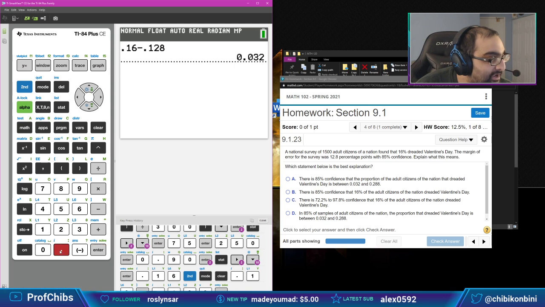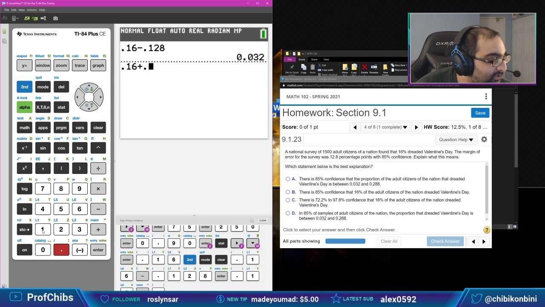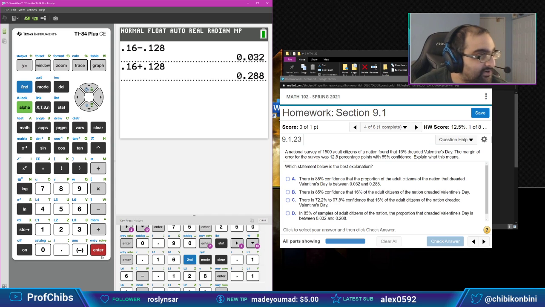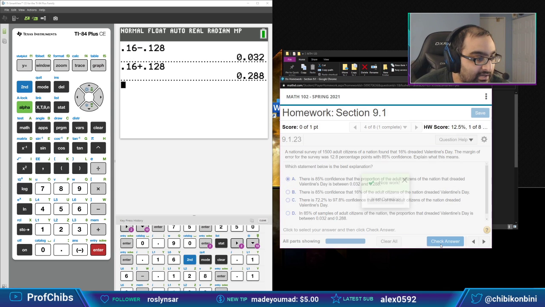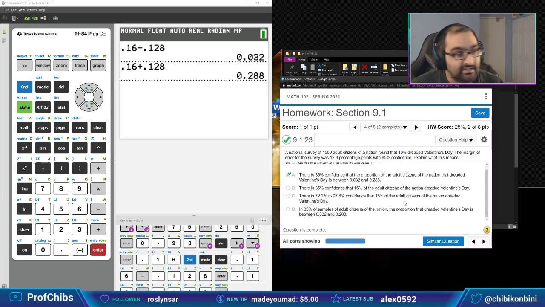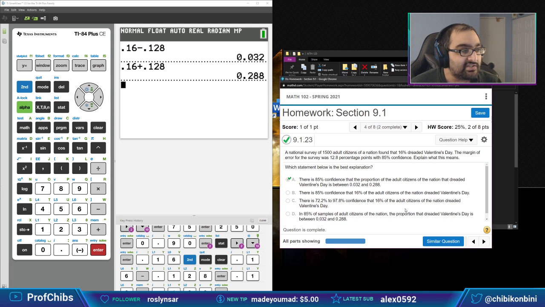And we have 0.16. We'll add that to 0.128 to see what our upper end would be with our margin of error. So 0.288. So I would say there's 85% confidence that the proportion of adult citizens that dreaded Valentine's Day is between these two values. It looks to be letter A. Letter C makes no sense, and letter B makes no sense either. So it would be letter A. Yes, that is correct. And that's how we can answer number 4 on section 9.1.